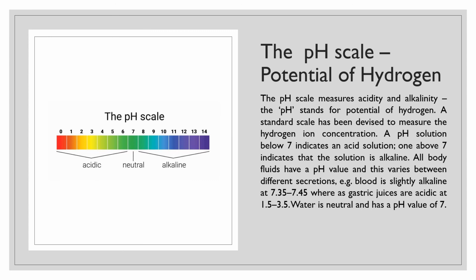All body fluids have a pH value, and this varies between different secretions. For example, the blood is slightly alkaline at 7.35 to 7.45, whereas gastric juices are acidic at 1.5 to 3.5. Water is neutral and has a pH value of 7.